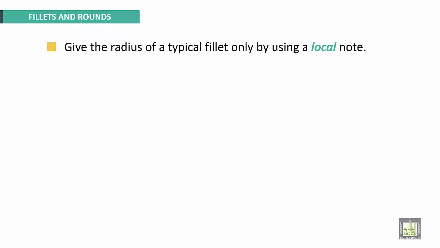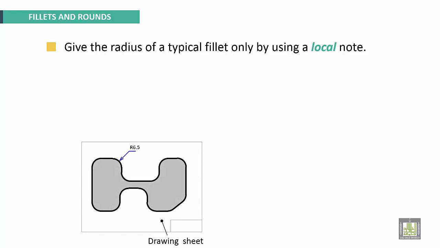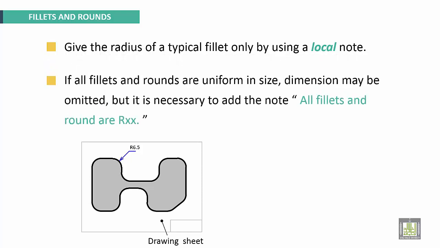Fillets and rounds. Give the radius of a typical fillet only by using a local note. We have an example here: R6.5 millimeters. If all fillets and rounds are uniform in size, the dimension may be omitted, but it is necessary to add the note: all fillets and rounds are R, for example, 5 millimeters. Here, all fillets and rounds are R6.5 millimeters.